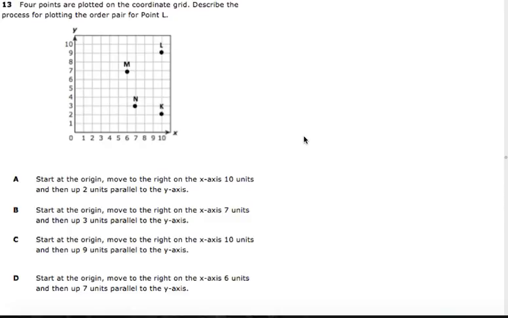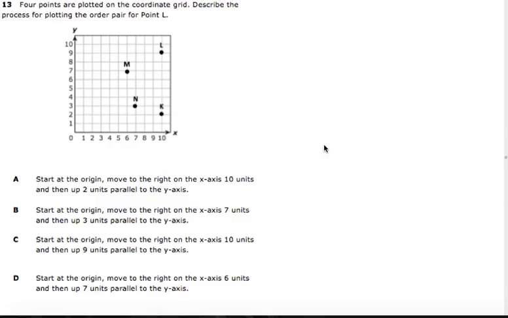13. 4 points are plotted on the coordinate grid. Describe the process for plotting the ordered pair for point L. A. Start at the origin, move to the right on the x-axis 10 units, and then up 2 units parallel to the y-axis. B. Start at the origin, move to the right on the x-axis 7 units, and then up 3 units parallel to the y-axis.